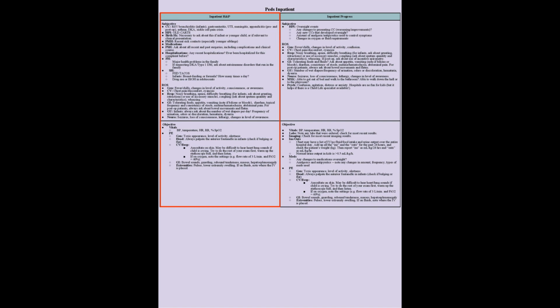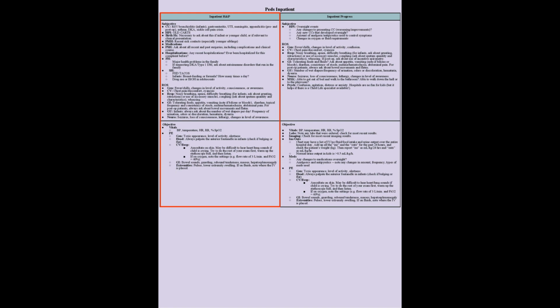I'm going to ask about any medications, health problems, recent and past surgeries, including complications and the clinical course. Were there any recent hospitalizations, or has the patient ever been hospitalized for this complaint before? Are there any major health problems in the family? And if you do suspect something like DKA, you want to ask about autoimmune disorders that run in the family. That's something that came up a lot for me when I was doing my rotation.